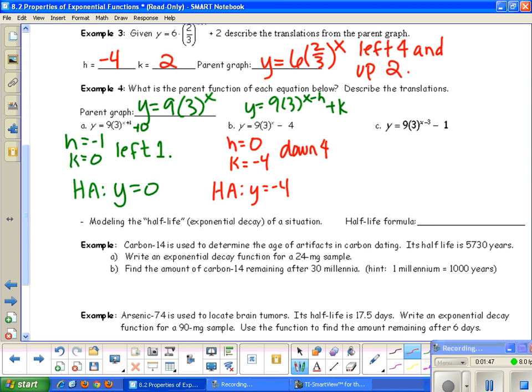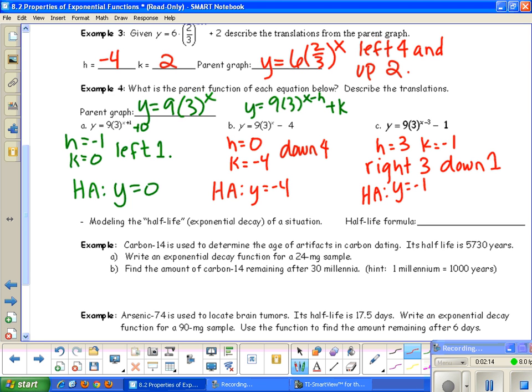The next equation, we have an h value of 3 and a k value of -1. So this graph is going to be translated two different ways. Right 3 because it's positive 3, and down 1 because our k value is -1. That means that our horizontal asymptote would be y equals -1 because it's always your k value.